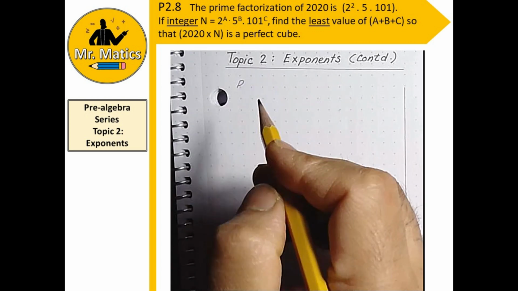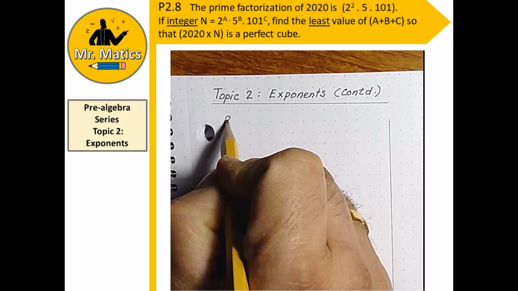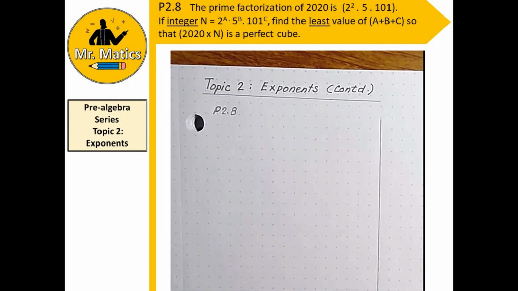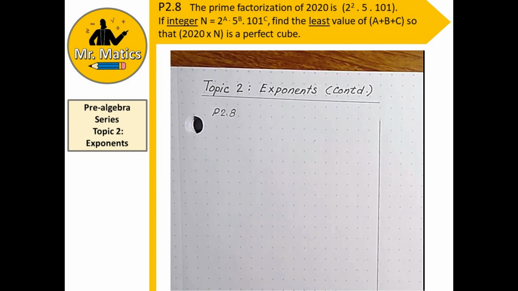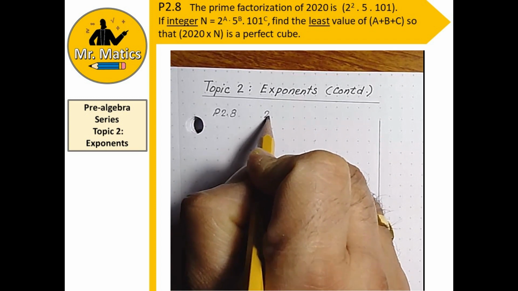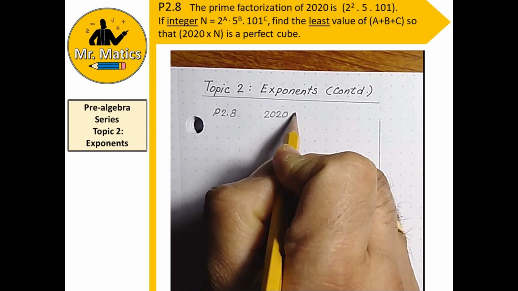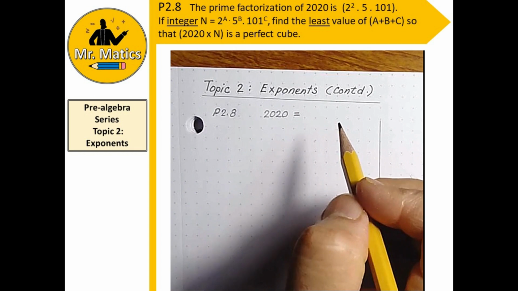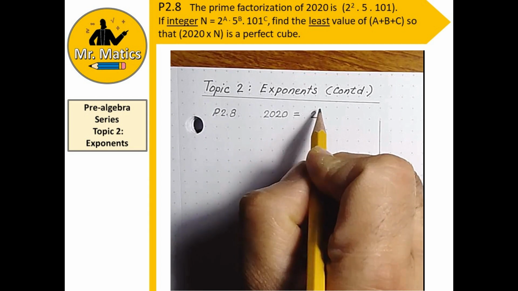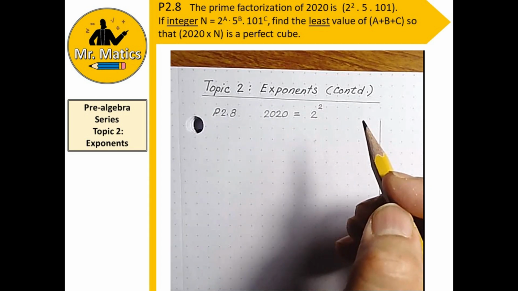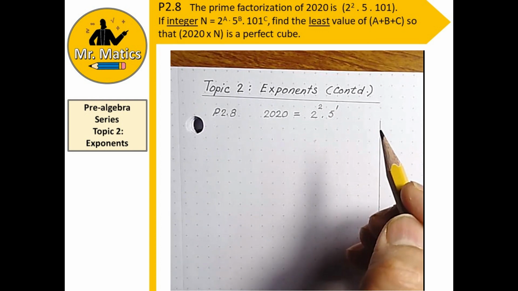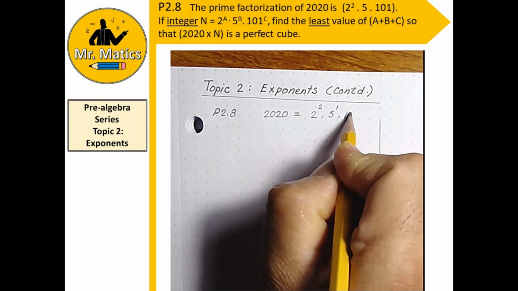2.8. The prime factorization of 2020. So the prime factors are 2, 5, and 101. And the exponent for 2 is 2. The exponent for 5 is 1. And the exponent for 101 is 1.